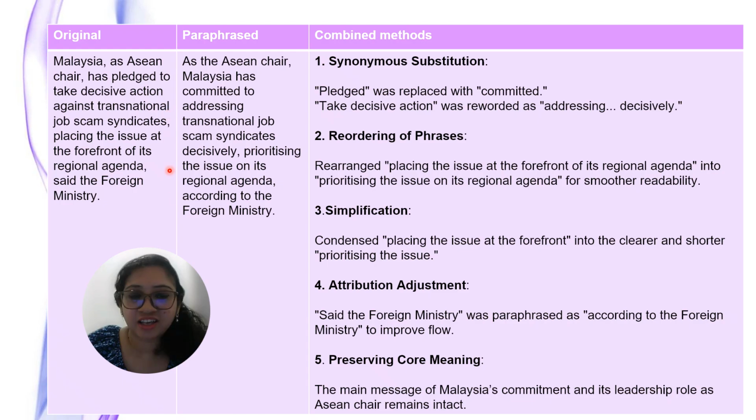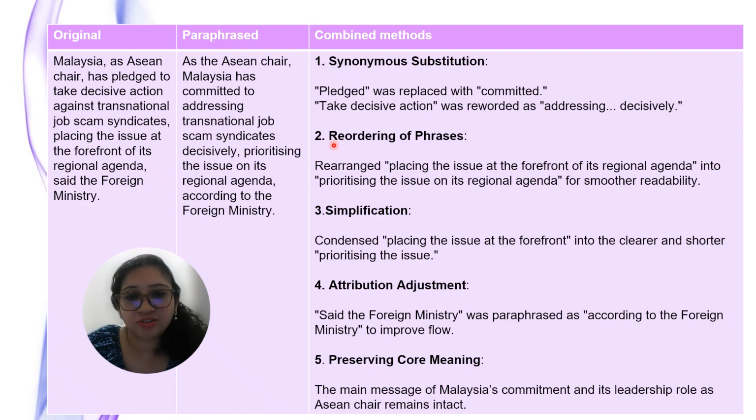So you can see that there are several different methods used to create the paraphrased version. First one, I think it's the most obvious, is the synonymous substitution. The word pledged was replaced with committed, and the phrase take decisive action was reworded as addressing decisively. So you can see other examples here, but these are the most obvious ones.